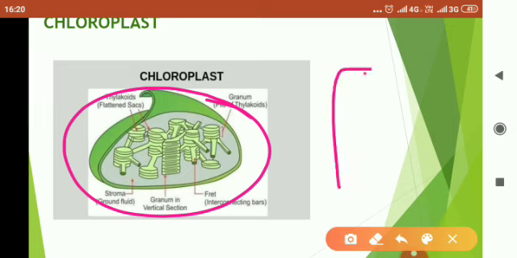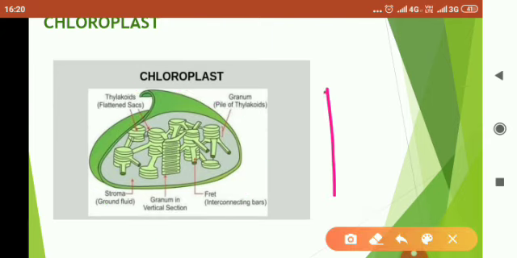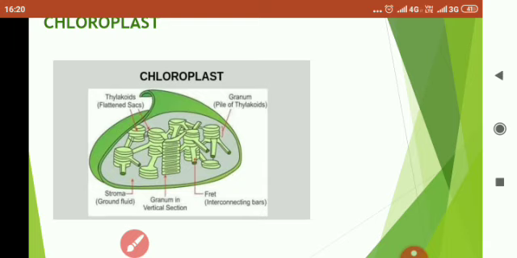Suppose you are having a container like this, and if you are cutting it like this, it will be the longitudinal or the vertical section. And suppose if you are cutting this container like this and observing this part, then it will be called as the transverse section. Now children, here we have taken the vertical section of the chloroplast and I'm going to explain you the structure in detail. I have told you about the two membranes.